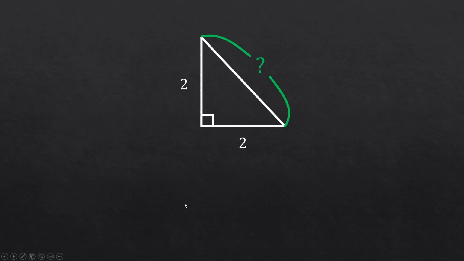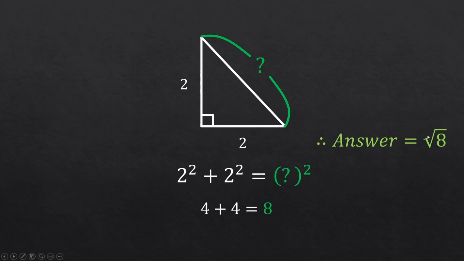Okay, one more example. We again have to find this length. So just simply add these two numbers, but after squaring them, right? So 2 squared plus 2 squared should be this question mark squared, which is 4 plus 4, and that should be 8, right? 8 is the squared number of this question mark, right? So the answer should actually be square root of 8, right? Some of you may also know how to simplify this number. It could also be written as 2 root 2.